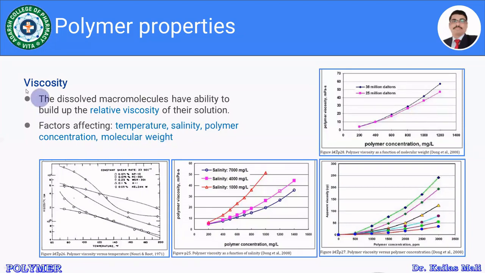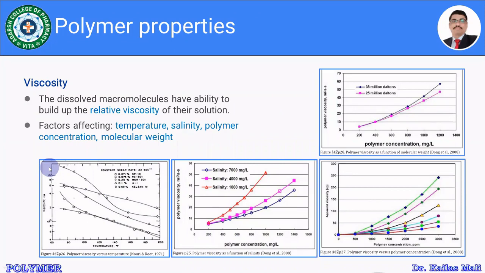So viscosity of the polymer is one of the important properties which will decide the use of a specific polymer in the controlled drug delivery system. To understand how the viscosity is going to be affected, see one by one the various factors which are going to alter the viscosity of the polymer, like temperature, salinity, then polymer concentration and molecular weight. Very first, that is the temperature. Look at the graphs which I have shown on the slide.